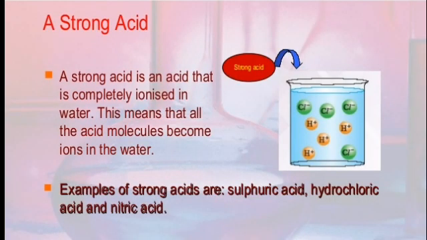Now we will see that there are two types of acids, that are strong acids and weak acids. An acid is said to be strong when it completely ionizes in water, so that it produces ions when dissolved in water. This means that all the acid molecules become ions in the water. For example, strong acids are sulfuric acid, hydrochloric acid, and nitric acid. These acids, when dissolved in solution, completely dissociate and form ions.